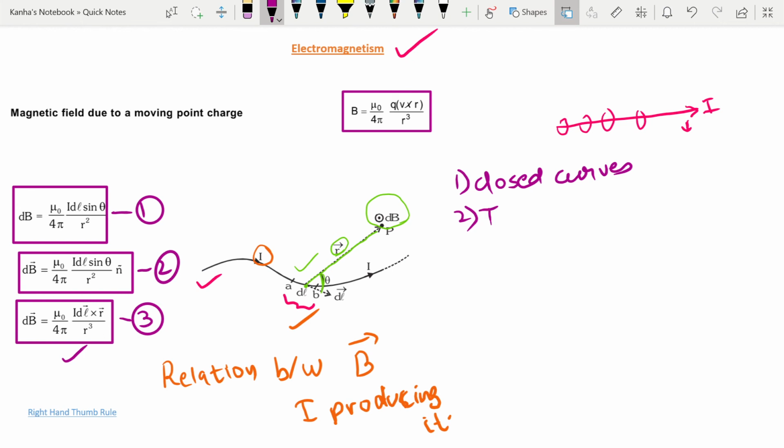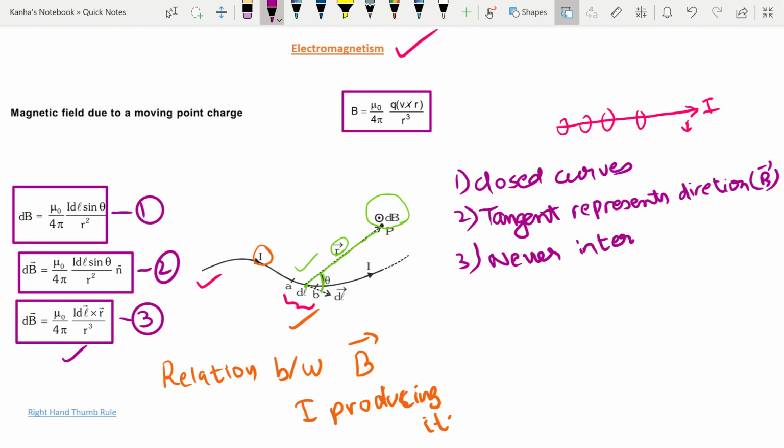Okay. So tangent represents direction of B. Okay. The third thing that you should notice, they will never intersect each other. Never intersect.